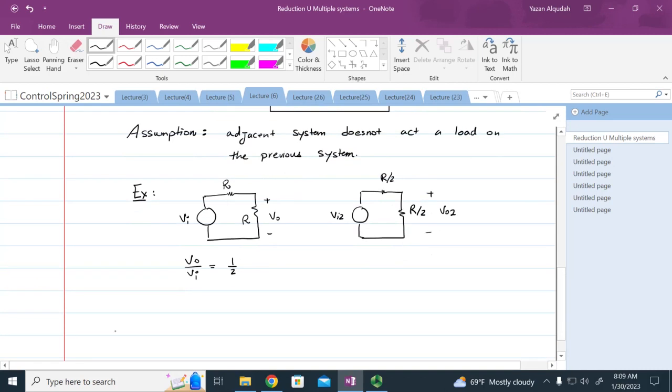Okay. What about the second circuit? What is V output 2 over V input 2? R divided by 2 over R divided by 2 plus R divided by 2, which is going to equal to what? I would guess 1/4. What is it? Was it 1/4? No, why is it 1/4? I don't know. I was guessing because that one's 1/2, to be honest. Is it still 1/2? Yes, the same logic applies. This voltage is going to split between this and this. These are equal.